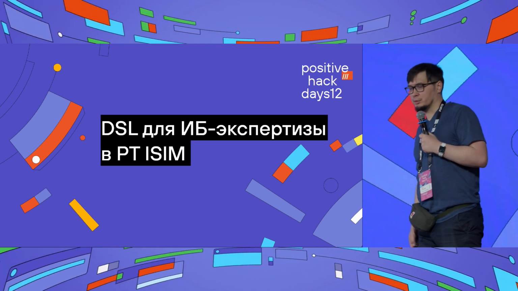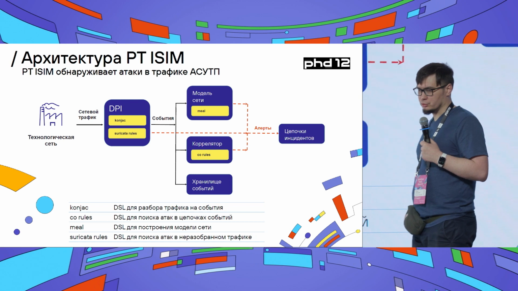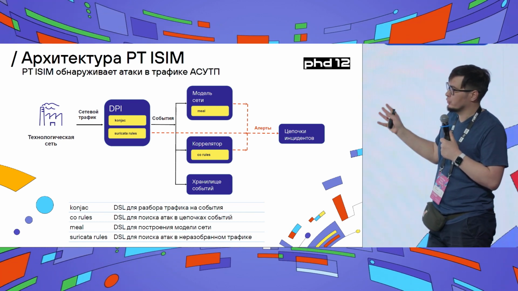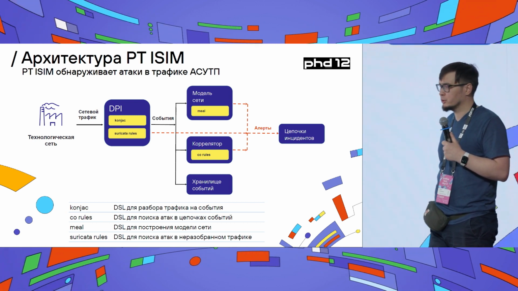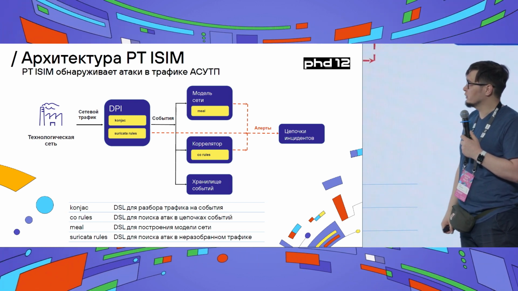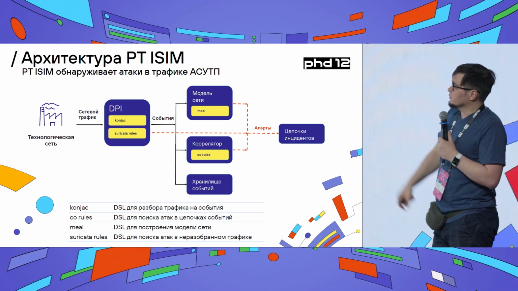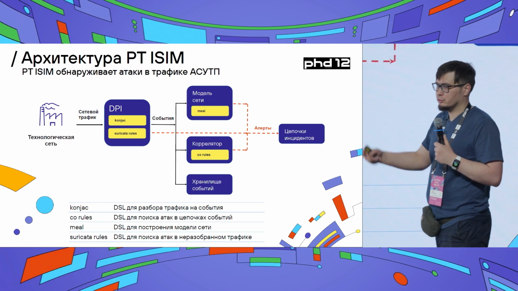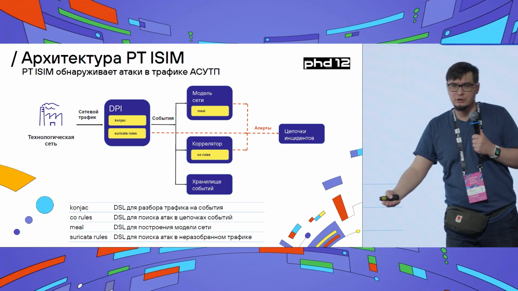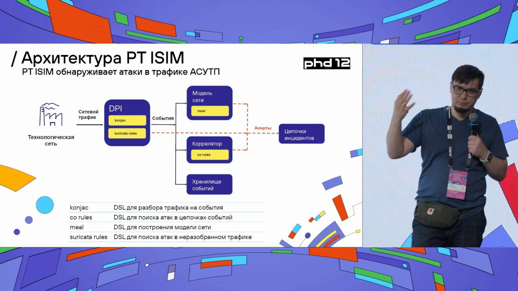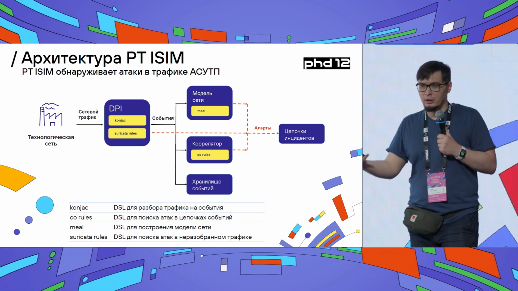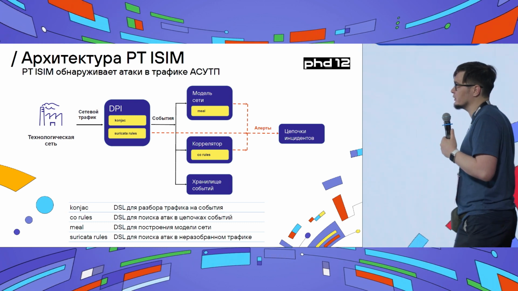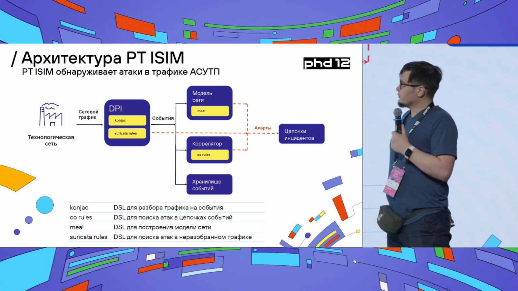And let me talk about the DSL for IB expertise that we use in our product PT-ISIM. Let me first explain how the product works. What's the structure of it? The goal of the product is to detect attacks in the network traffic of ICSs, or industrial control systems. So we get a copy of the traffic, analyze it, and try to understand where there are traces of an adversary there. How do we do that?